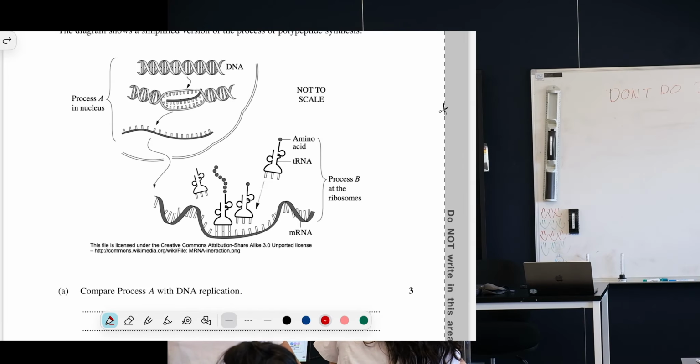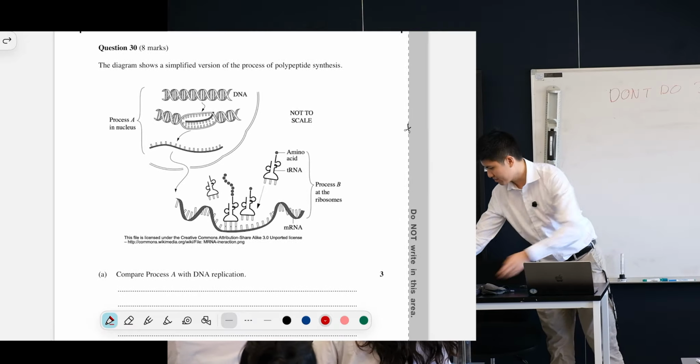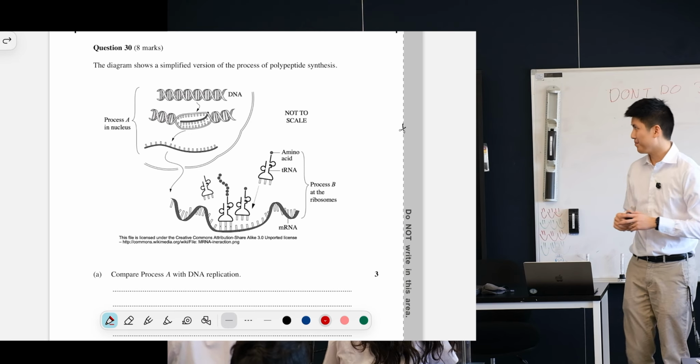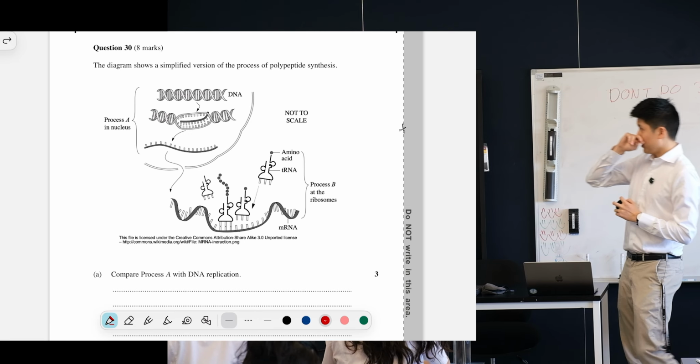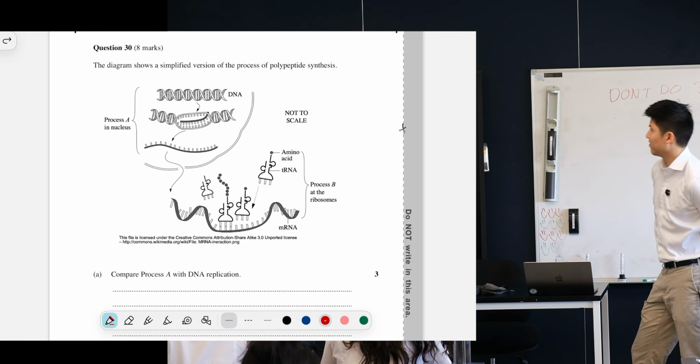I'm going to do the 2024 question first, and then we'll do the other ones later. All right, so hopefully we knew what was going on. I'll just read the question. The diagram shows a simplified version of the process of polypeptide synthesis. Compare process A with DNA replication.